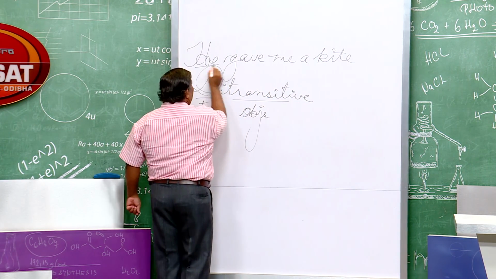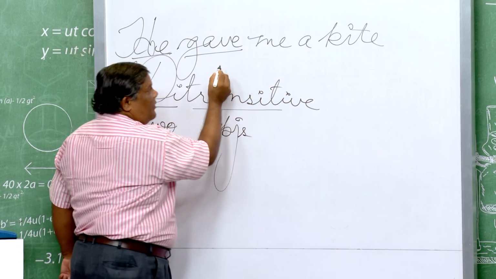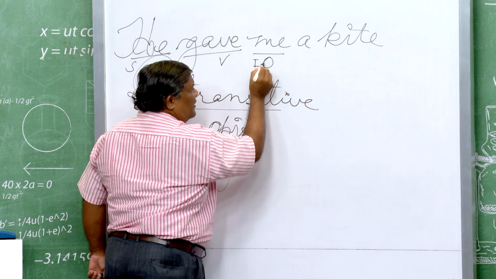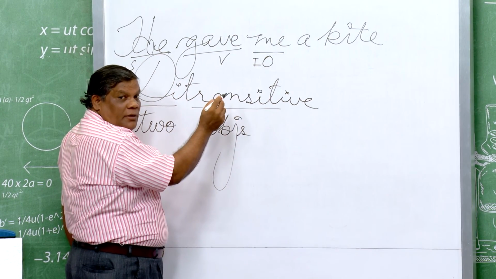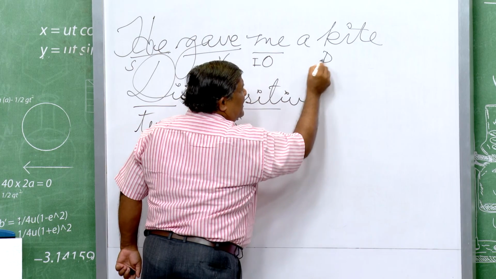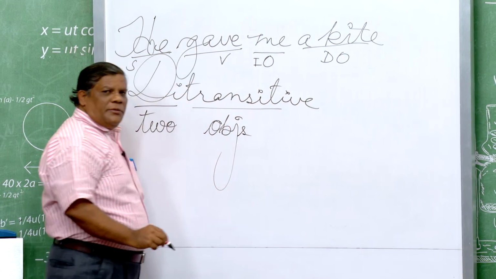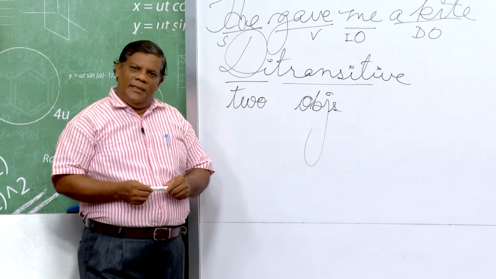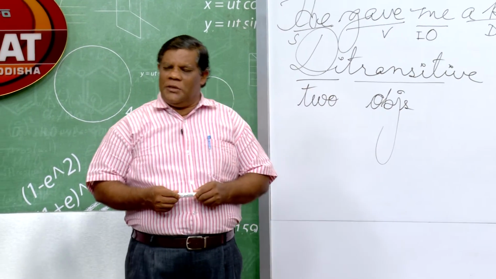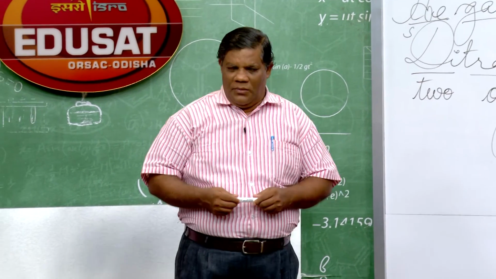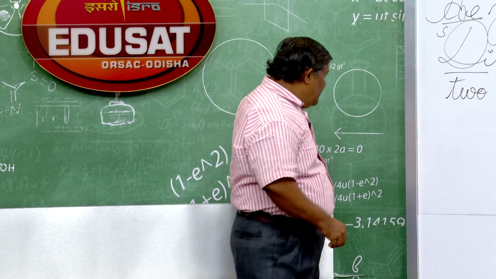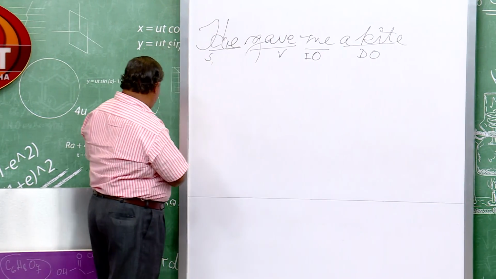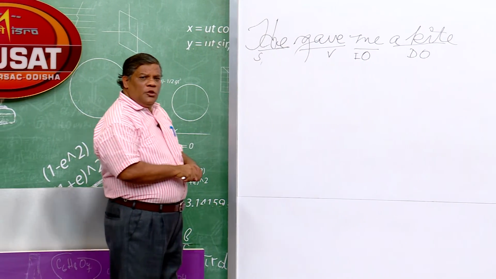Here he is the subject, gave is the verb, me is IO, the indirect object, because it answers the question whom, and here it is DO, it answers the question what. When it answers the question what, it is called the direct object. When it answers the question whom, it is called the indirect object. So, when we make the sentence passive, how to make it? When two objects are there, we can do it in two ways.